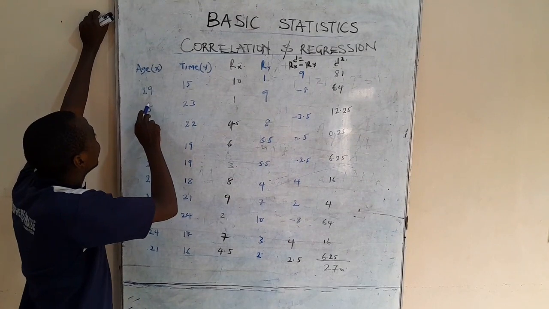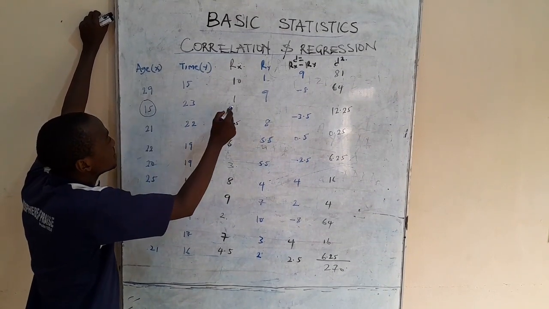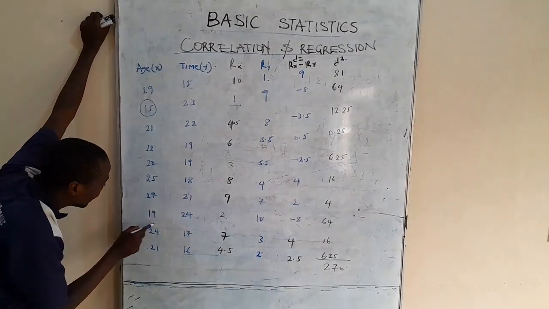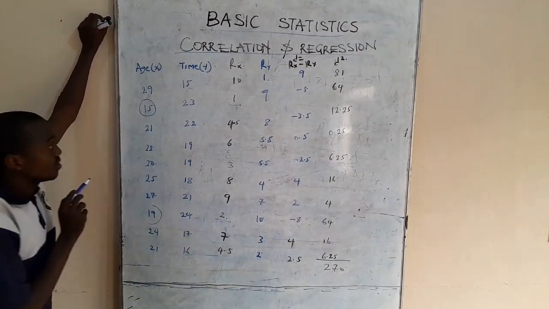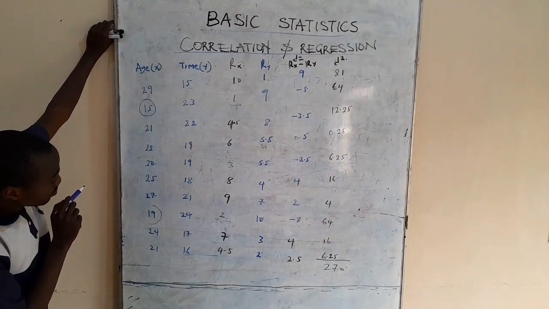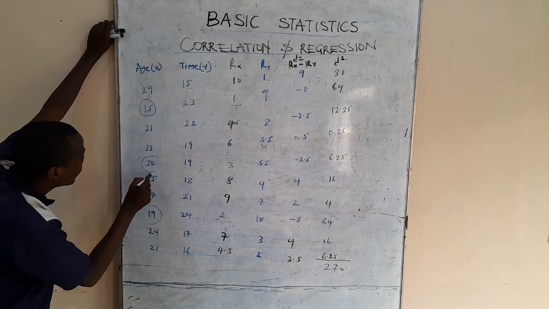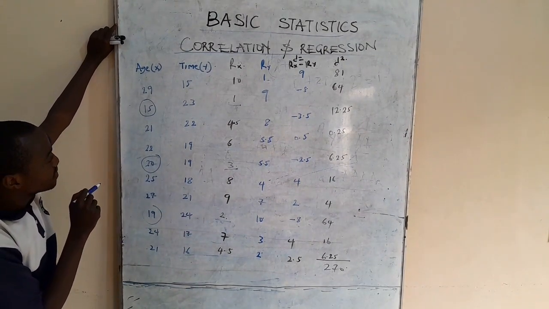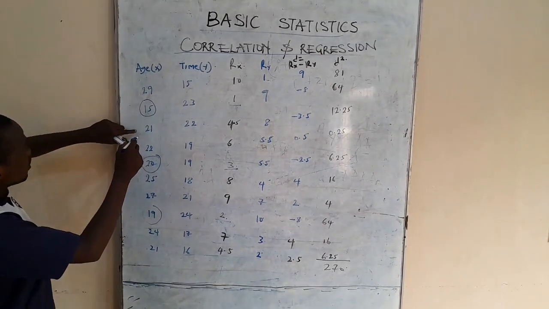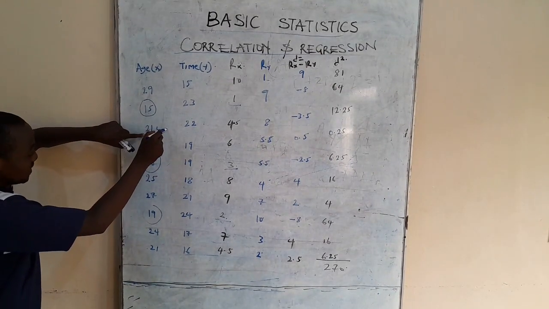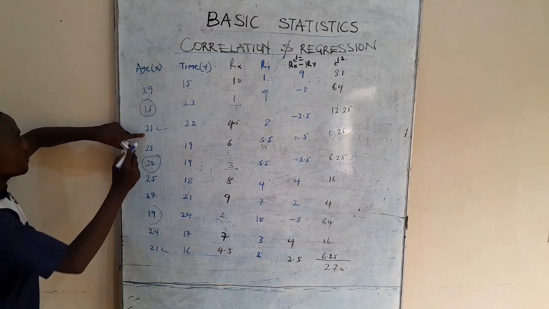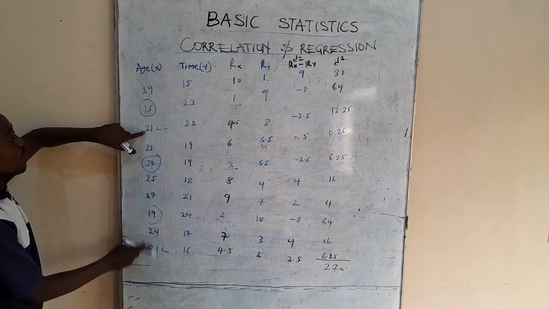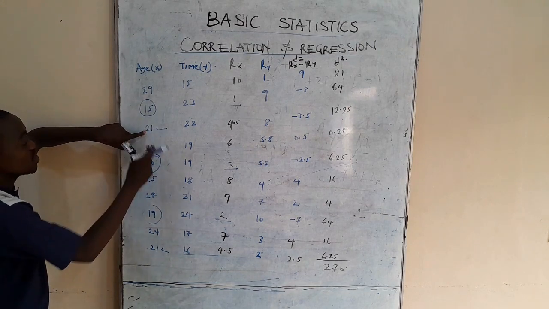Now, the lowest here is 15, which takes rank 1. Followed by 19, which is ranked 2. Followed by 20, which takes the rank of 3. Followed by 21. But if you look at 21, we have one 21 here and another 21 here. So we should rank this one 4 and this one 5, but it's the same value. That means 21 is not bigger than 21.